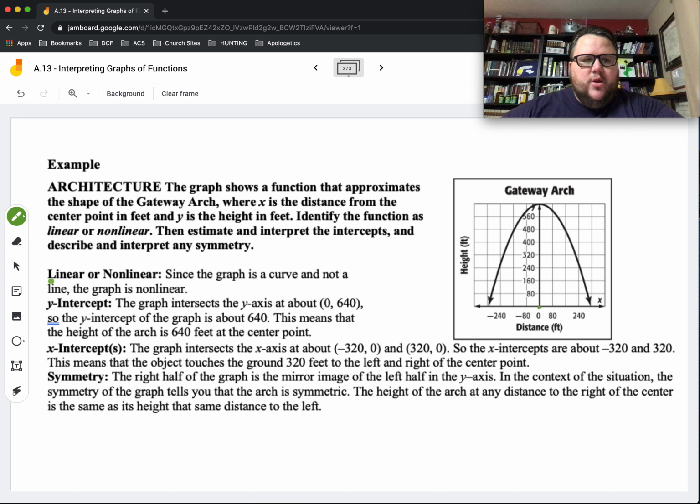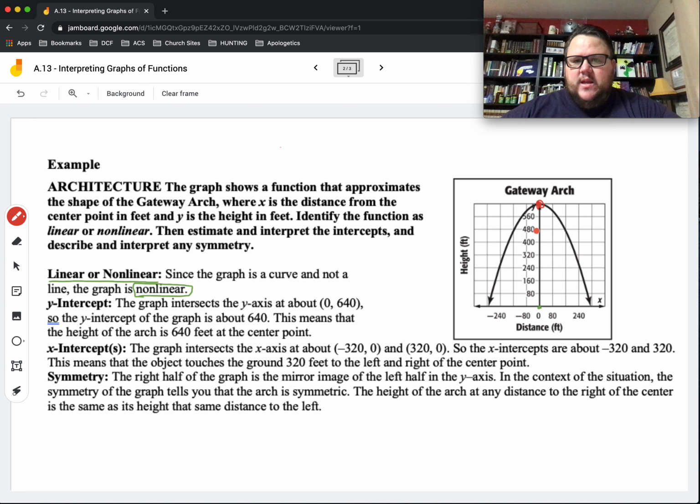So the first thing we're going to look at is linear or nonlinear. Linear means it's a line. Does this graph look like a line? No. Since it's not a line, it's nonlinear. Next, we'll look at the y-intercept. So where does this cross the y-axis? The y-axis is the vertical, so it crosses the y-axis right here.